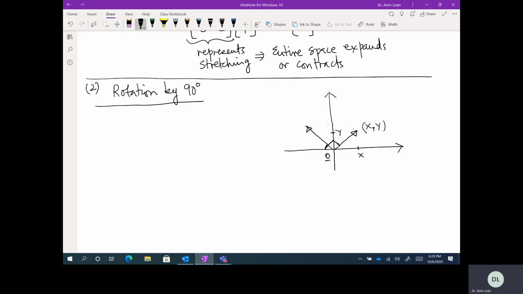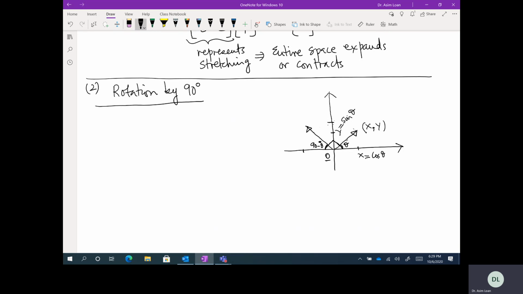And if this angle is theta, this angle is obviously 90 minus theta. So if this is x, this is y, what are these other intercepts? How do we find out? If this is theta, x is basically cosine theta, and y is basically sine theta, if this vector is of length 1.